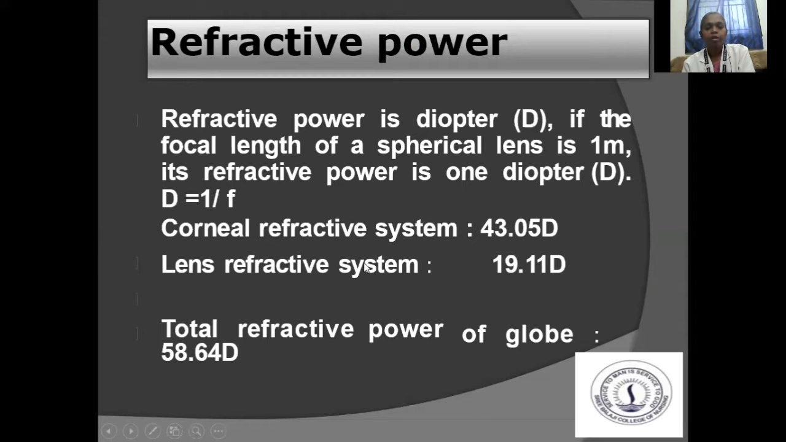Now we'll see the diopter, or the refractive power. What do you mean by that? Refractive power is otherwise called the diopter. If the focal length of a spherical lens is 1 meter, its refractive power is 1 diopter.